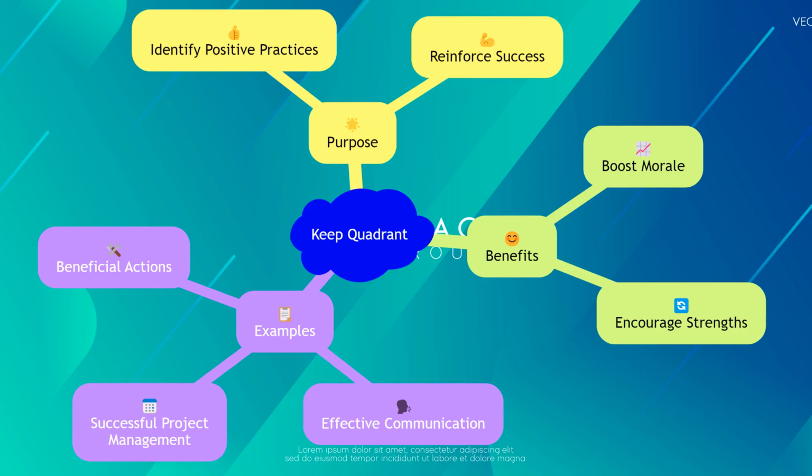The Keep quadrant focuses on identifying practices, behaviors, and processes that are working well and should be maintained. This quadrant is crucial for recognizing and reinforcing positive actions that contribute to the team's success. By highlighting what is going well, the Keep quadrant helps to build morale and encourages the team to continue leveraging their strengths. Examples of items in this quadrant might include effective communication practices, successful project management techniques, or any other actions that have proven beneficial.